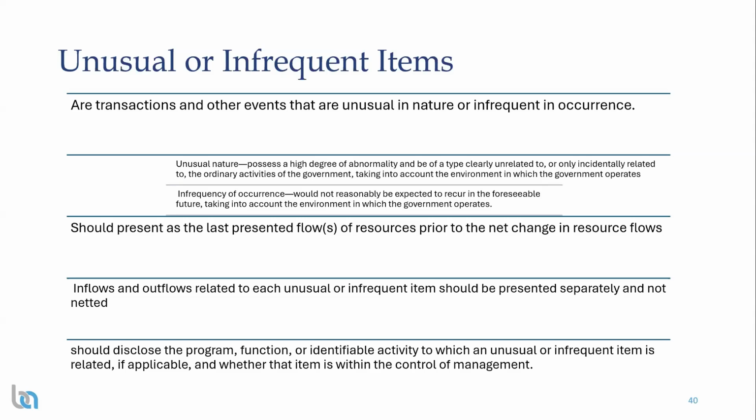Inflow and outflow related to each unusual or infrequent item should be presented separately. So if you have an unusual or infrequent item, a flood, for example, where you had damage and you have proceeds, grant or insurance or whatever, you cannot net the two. You need to have two separate line items, one for the inflows, one for the outflows. And then you should disclose the program, function, or identifiable activity to which an unusual or infrequent item is related, if applicable, and whether the item is within the control of management.